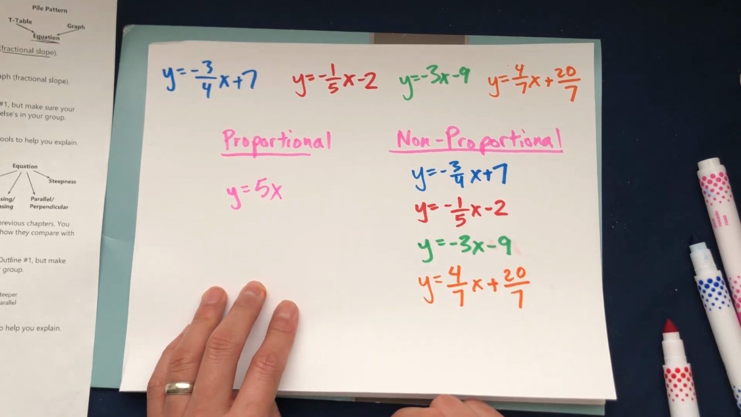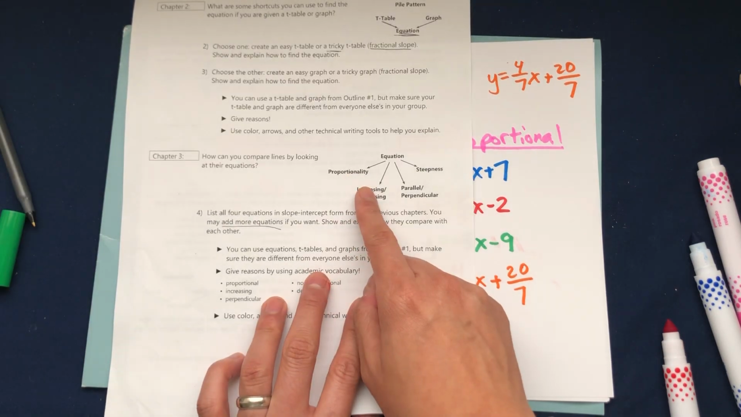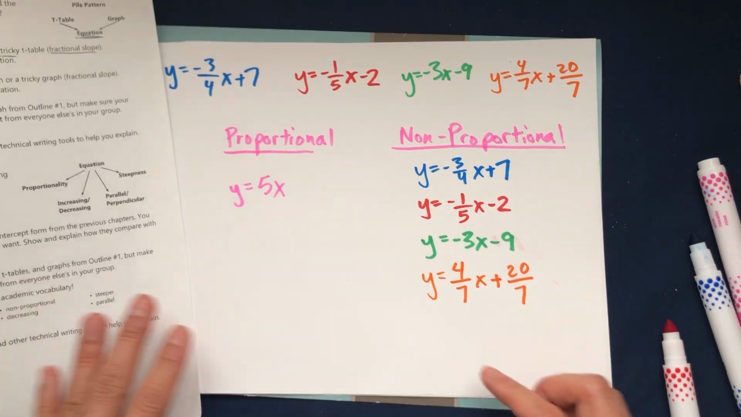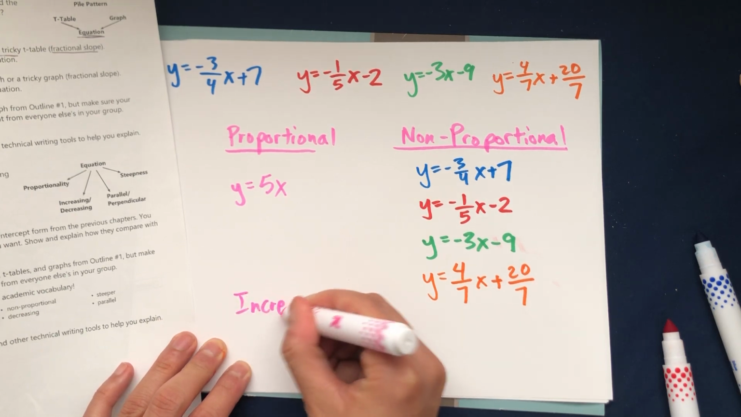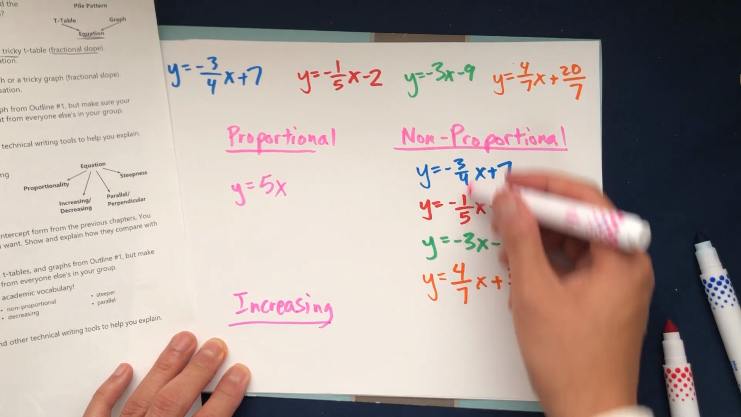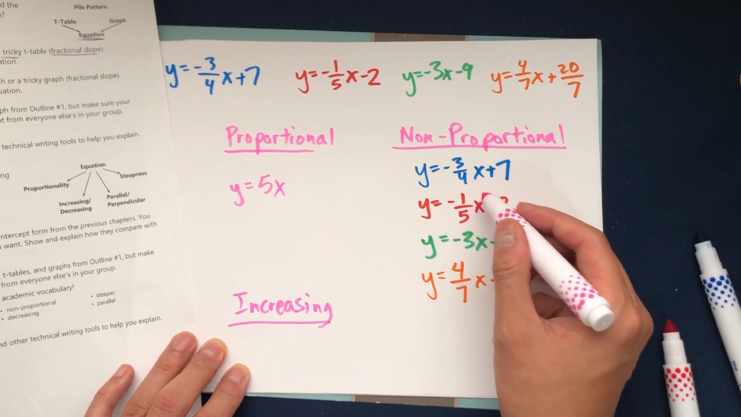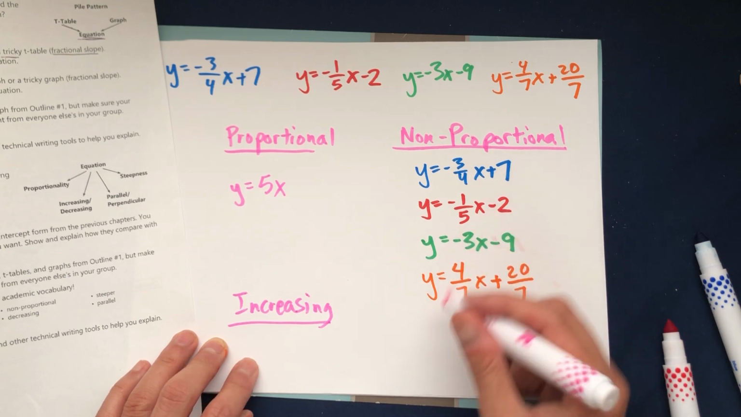Now that we have that, we're going to look into increasing and decreasing. So if we want to look at increasing and decreasing, you can tell that by graphing each of these equations, all four of these equations. If you graph all of them, you'll see which lines are increasing and which lines are decreasing.